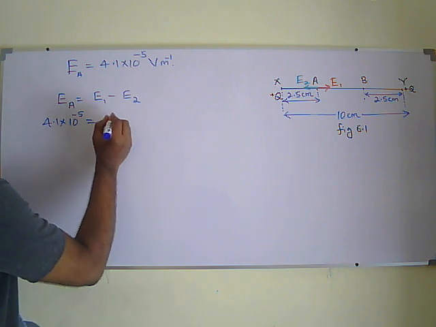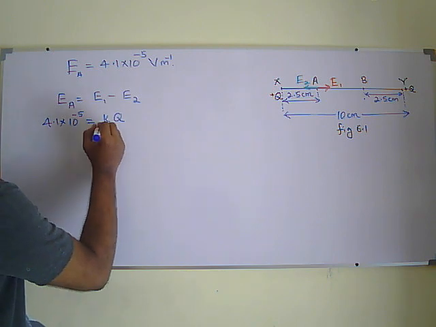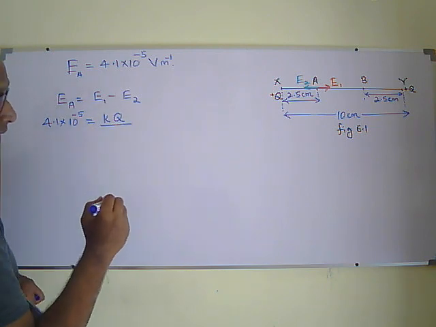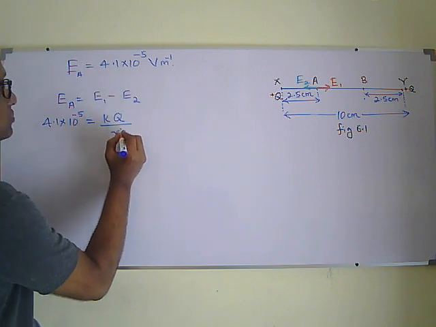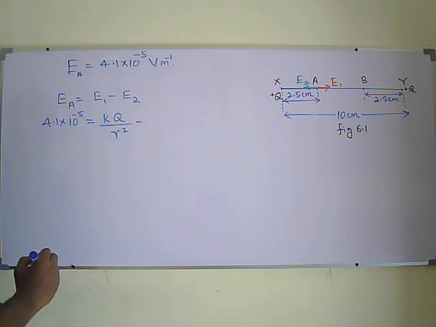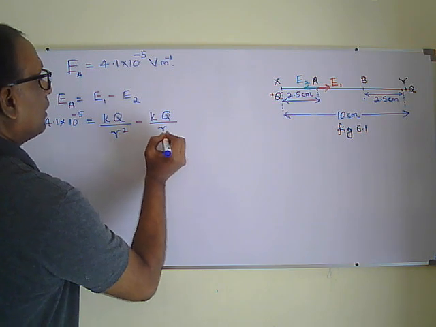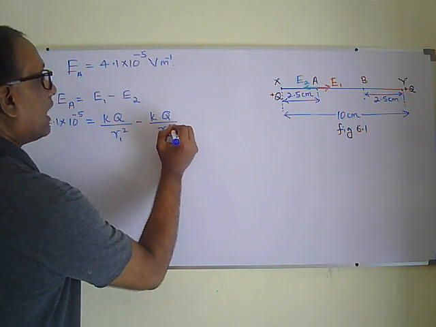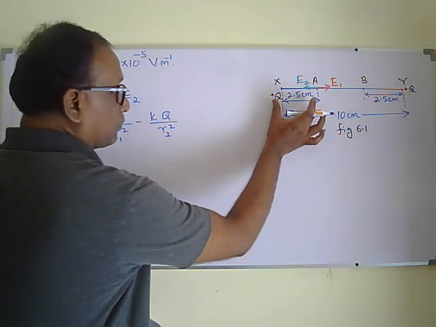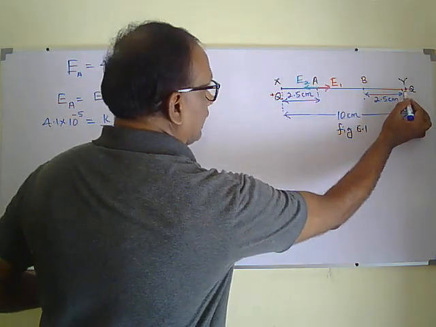E1 is KQ over R squared. So I'll substitute KQ over R1 squared minus KQ over R2 squared. R1 is 2.5. R2, I need to calculate this length.